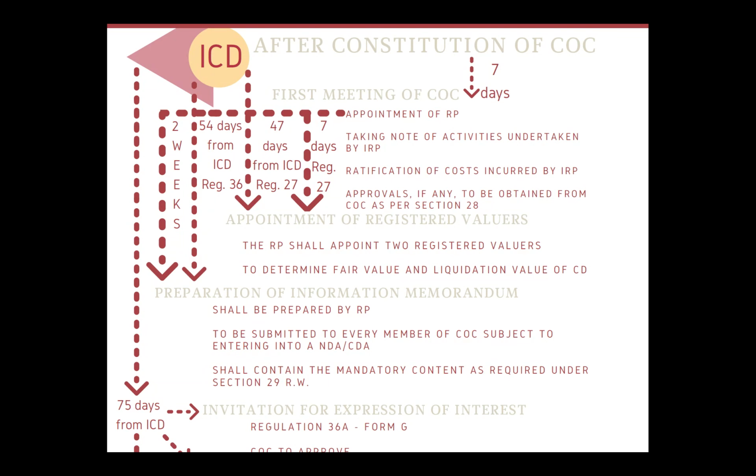And what are the values which I determine? I determine two values: one, a fair value, and two, a liquidation value. Fair value is for the resolution, liquidation value is for the liquidation. So what is this fair value? It is again defined under the code. Without going much into it, I'll put it this way: the registered valuer will not think the company is undergoing insolvency. He will just imagine that the company is a willing seller.